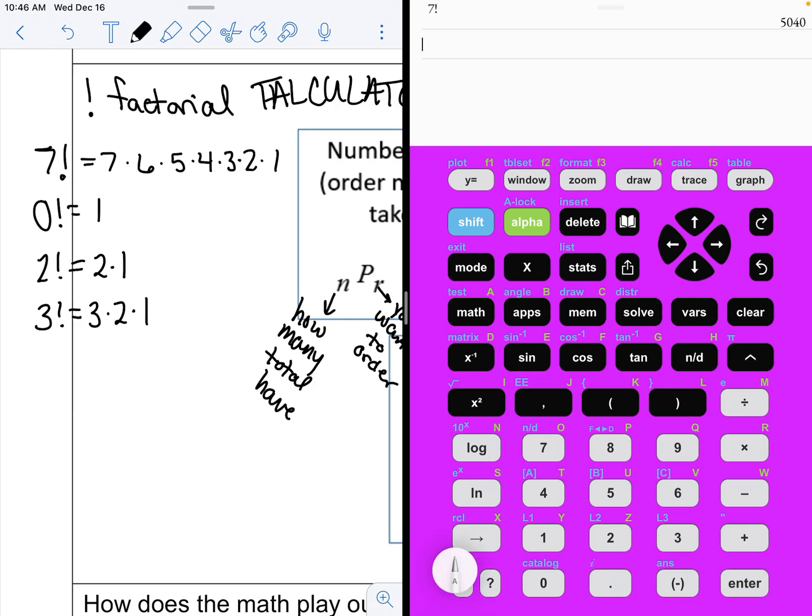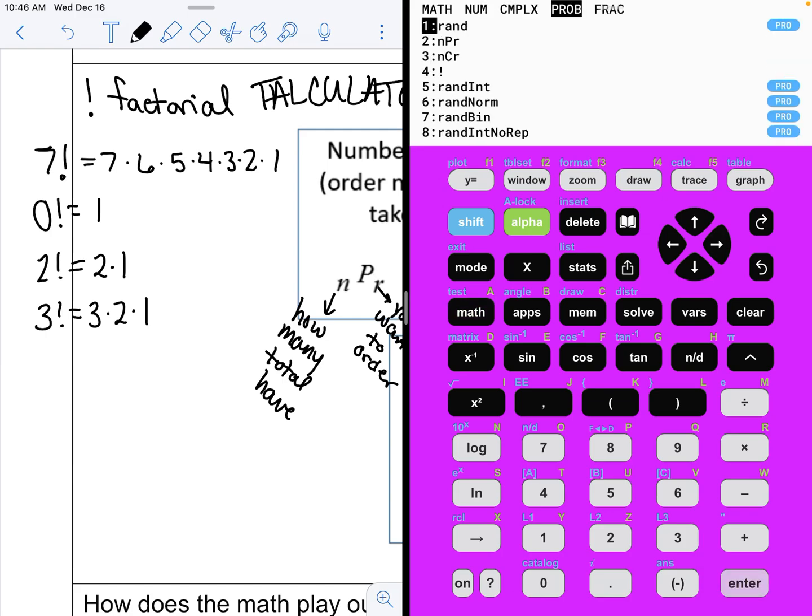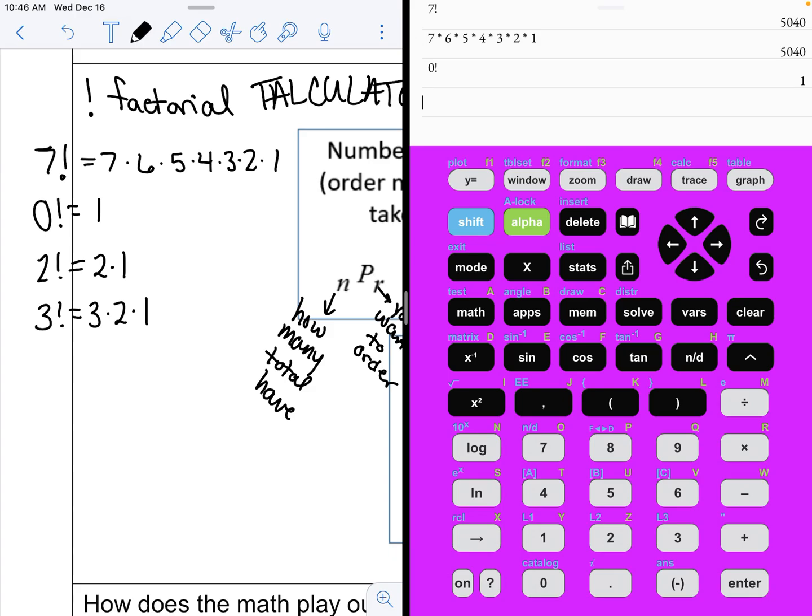So when I hit enter, it does 7 factorial, or you can just do it by hand. If you don't trust it, some of you are funny, you're like, I don't trust the calculator. So you can do it by hand if you want. You're going to get the same thing. And then if you do 0 factorial, just to prove it, number 4. There you go. You get 1, just like I promised that you would.